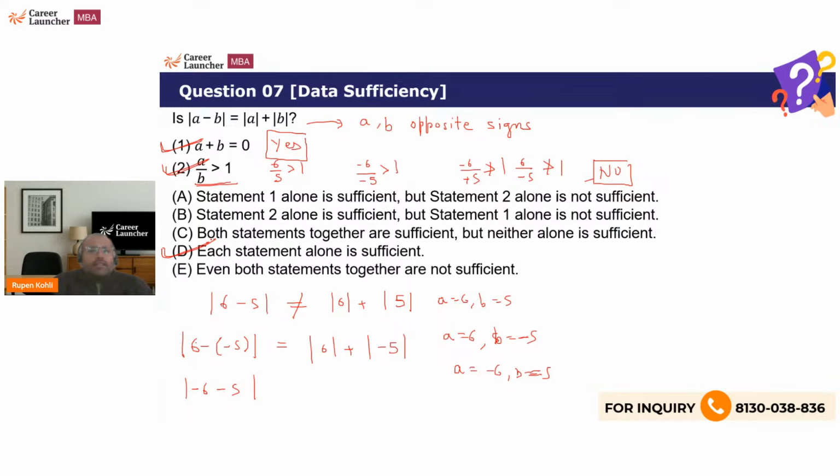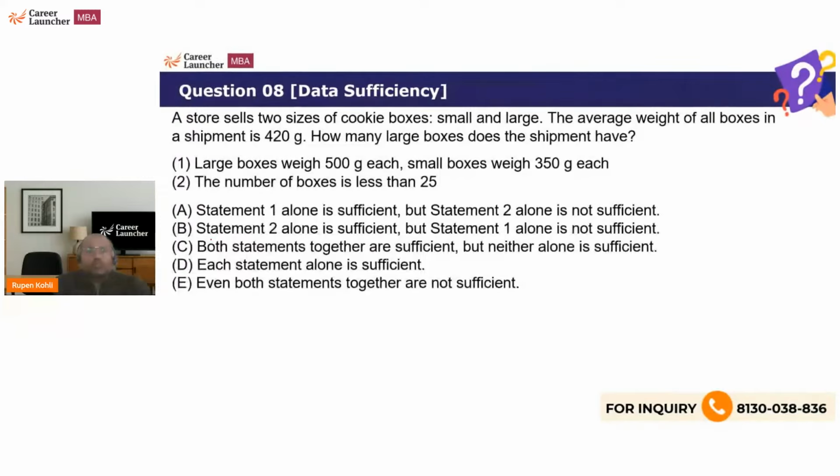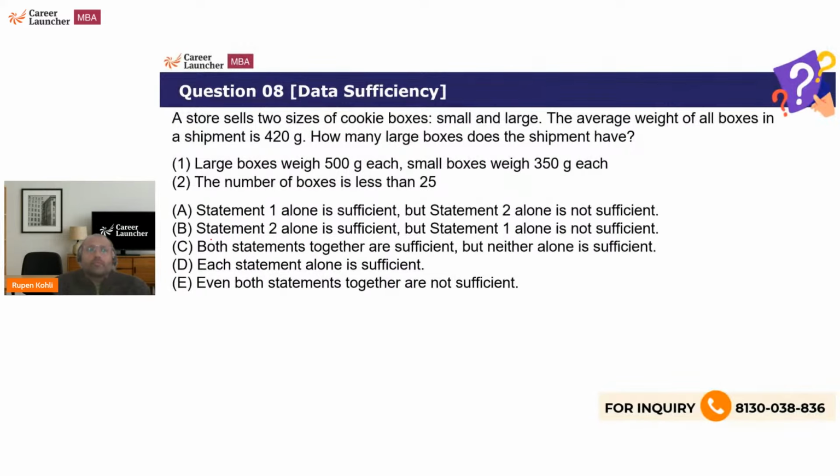Okay, let's see the next one. Okay, let's read this. A store sells two sizes of cookie boxes, small and large. The average weight of all boxes in a shipment is 420 grams. How many large boxes does the shipment have?